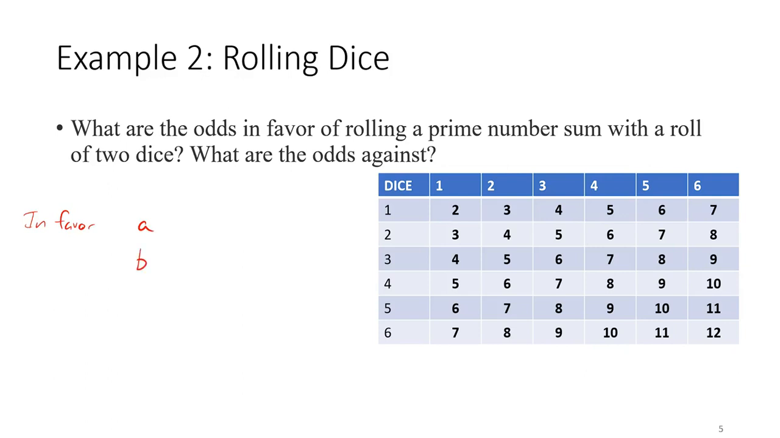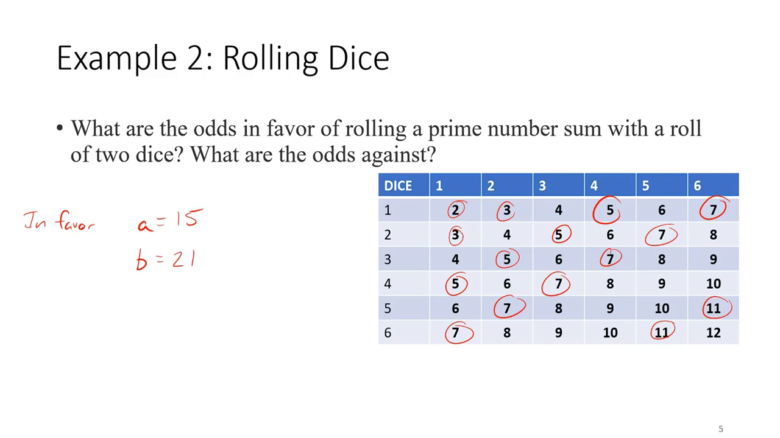Prime numbers between 2 and 12 include 2, 3, 5, 7, 11, and that's all. So if you count up all these possible outcomes, you'll find that the total number of favorable outcomes A is 15. And the unfavorable outcomes would be 21, because there are 36 possible outcomes, as you can see in the table.